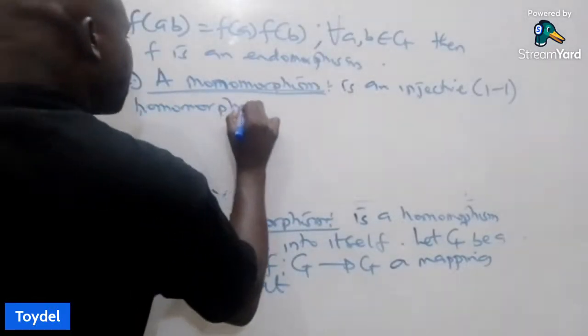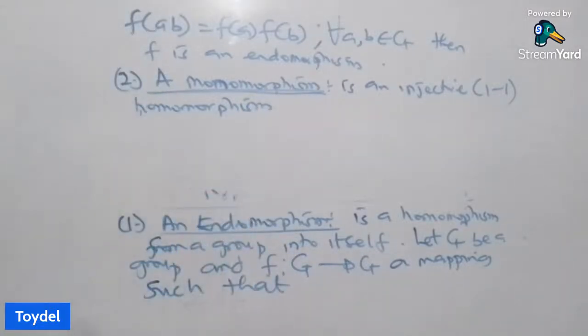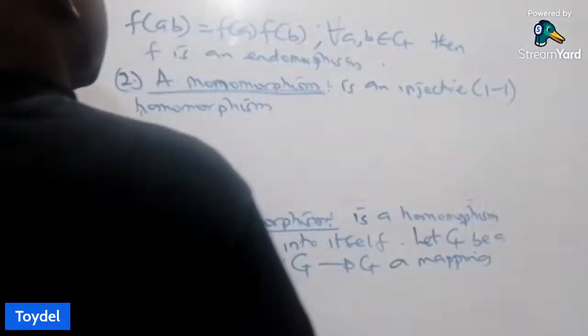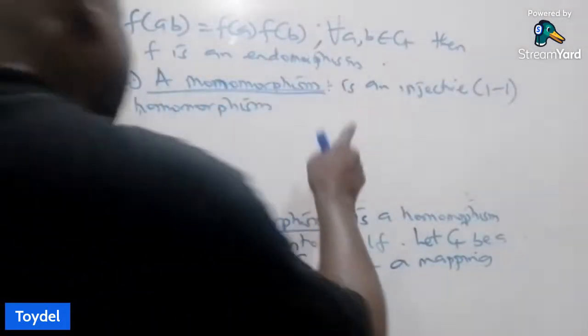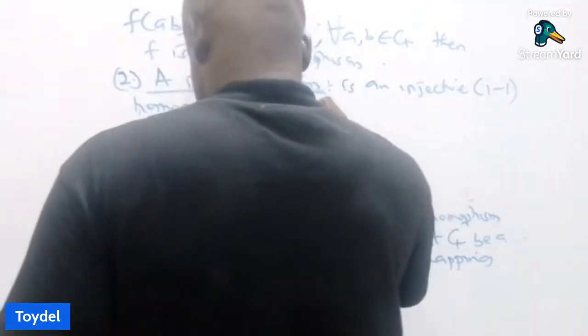So if you check my video on mapping, there are three basic types. We can have more than that. We have one-to-one, onto, and bijective. So this one is injective, onto is surjective, then bijective is both. Okay. So in case of monomorphism, a monomorphism is an injective homomorphism. That's the definition.